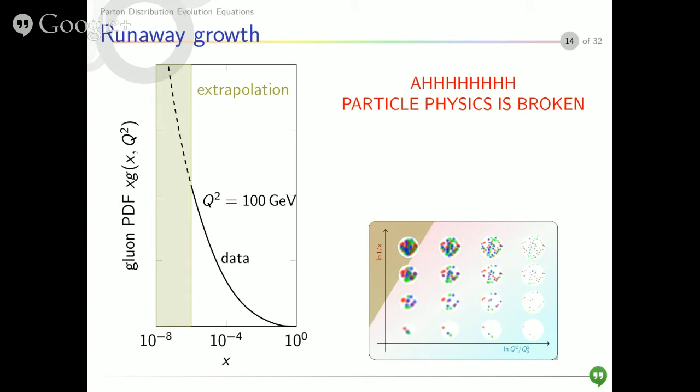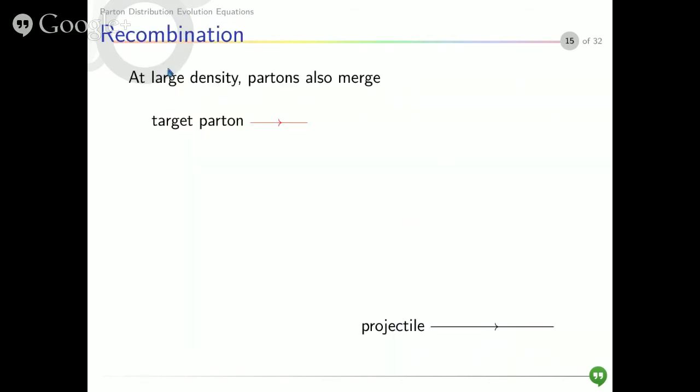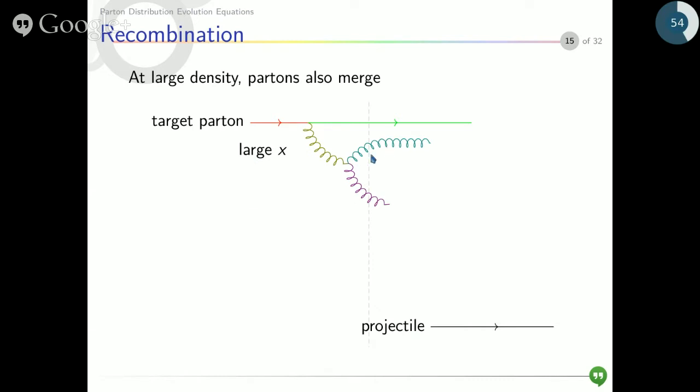Obviously we don't want to conclude that particle physics is actually broken. So something has to happen to stop it from growing so large. This is a clear sign that this model ceases to be valid at some point, and it has to be replaced by a more general model, one that takes into account something the BFKL equation didn't, and that is recombination. If you start with the same thing we had before, with a quark splitting into a quark and a gluon at a large momentum fraction, then again the gluon can split into two.